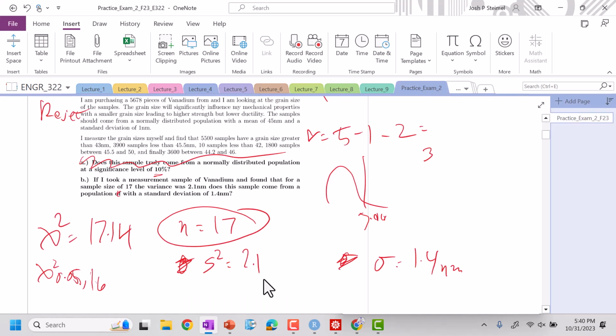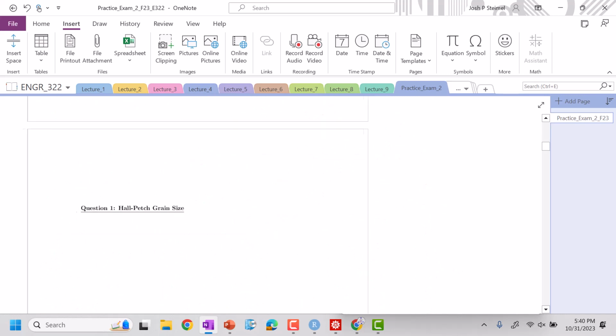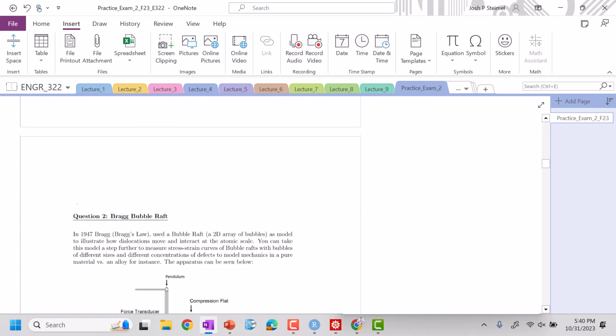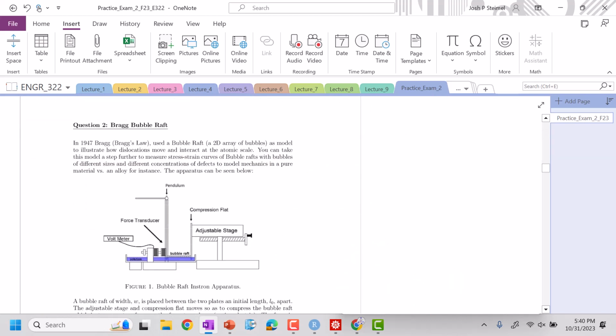So we do not reject. We're within the bounds. There we go. That's it. That's problem 1. So let's get on to problem 2 and some error propagation. We'll see you then. Thanks. Bye.